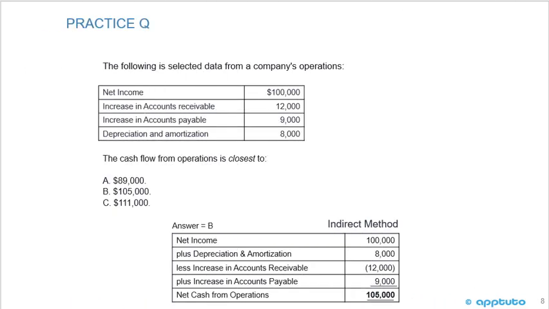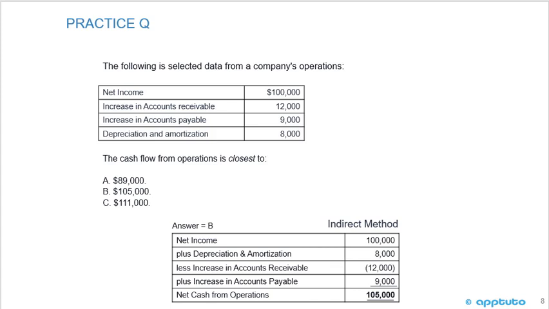We're going to use the indirect method. It's net income plus depreciation, amortization, less the increase in accounts receivable. If accounts receivable goes down, it's going to be cash into us, correct? We've collected the cash, the receivable went down. In this case, it said increase in accounts receivable, so it's a negative. It's a use of cash. Plus the increase in accounts payable.